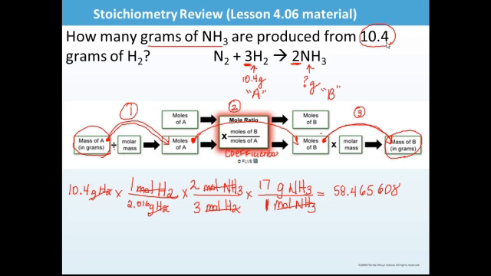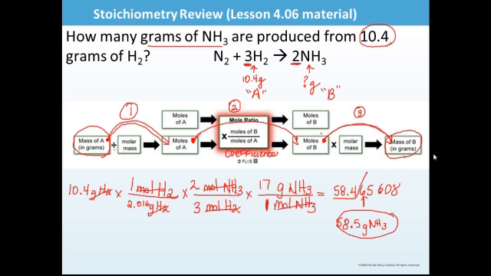We see that my measurement has 3 significant figures. Therefore, my answer can only have 3 significant figures. I go to the next digit just to see if I need to round up, and I do. Therefore, I'm going to report 58.5. And yes, we are going to include our units and the chemical. A number without a unit is meaningless.